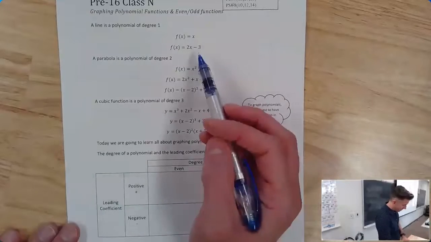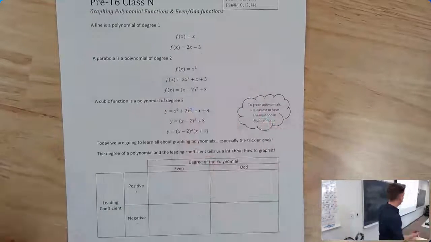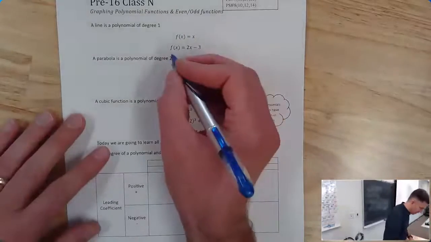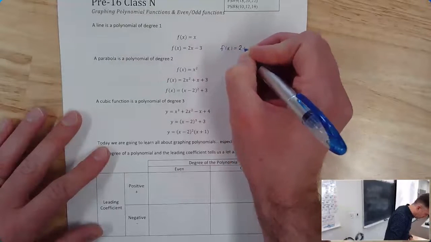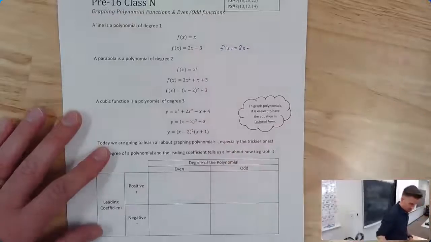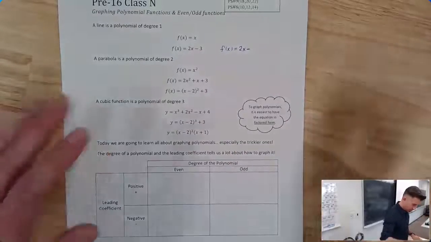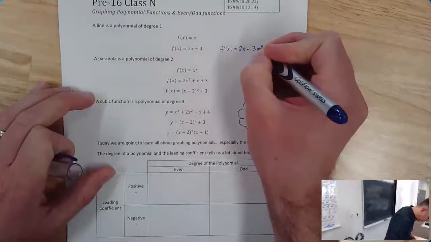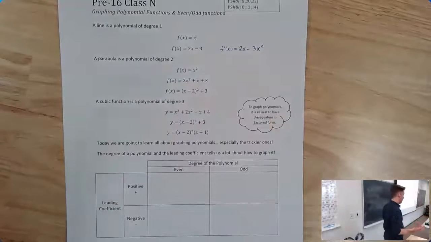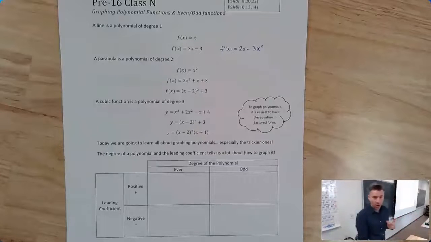You could totally think of this second one, although no one is going to do this, as f of x equal to 2x minus 3 times x to the 0th power. But no one's writing it that way, so you shouldn't write that. I just want to point out that the 0th power is a valid power to show up for a polynomial. So all these things are polynomials.